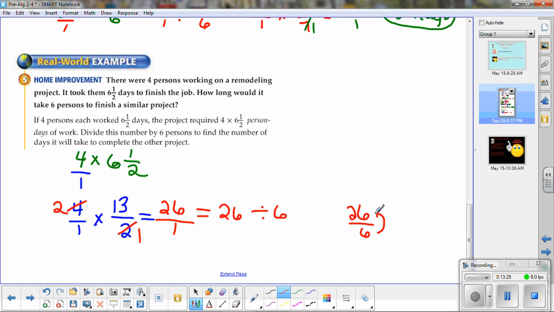6 goes into 26 4 times with 2 left over. Keep the bottom the same. And then simplify the 2/6 by dividing by 2. And you end up with 4 and 1/3. It's going to take 4 and 1/3 days for 6 people to finish a similar job.